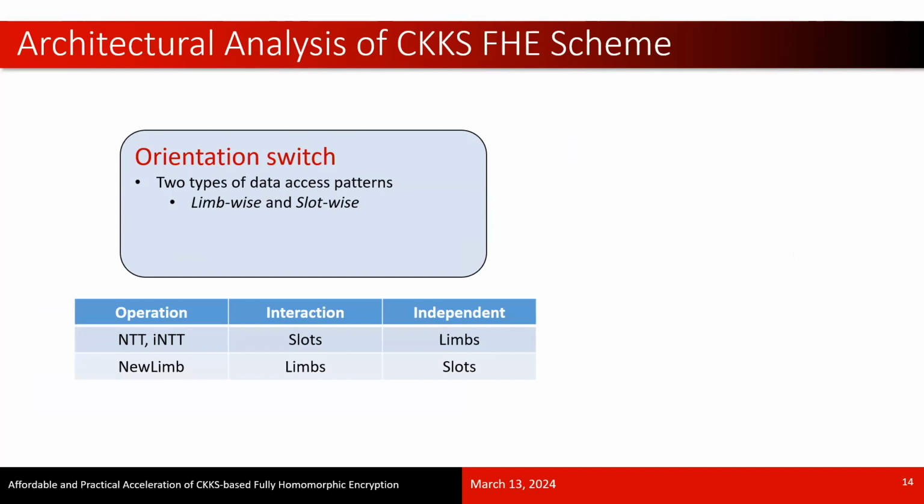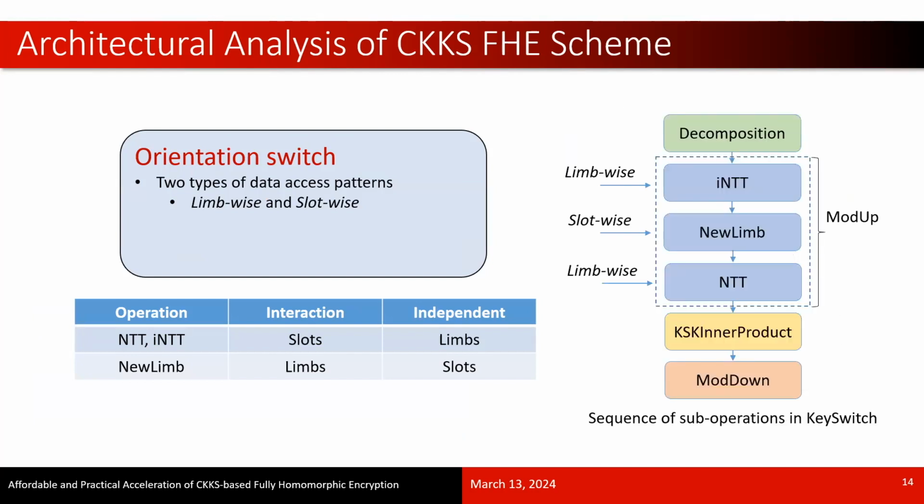With this requirement, if we take a look at the ModUp operation, it first performs inverse NTT, which is a limb-wise operation. Because we do not have enough memory on chip to bring in multiple slots across all limbs for the next NewLimb operation, we need to write out the entire limb after inverse NTT and then read slots to perform the NewLimb operation. This implies that a small cache will result in frequent changes in data access pattern, resulting in frequent main memory accesses.